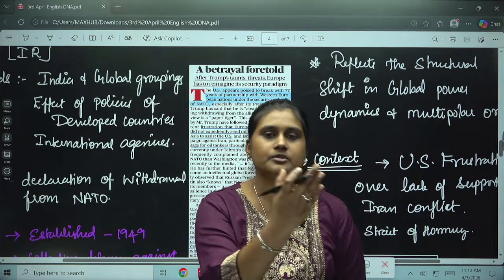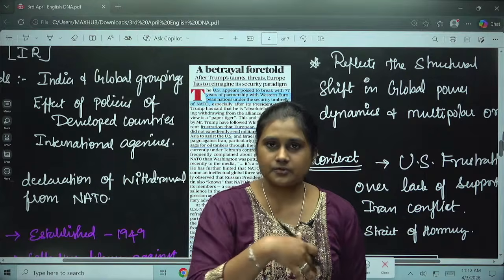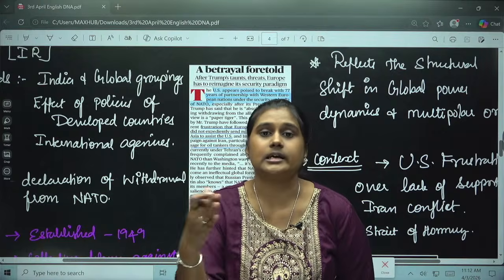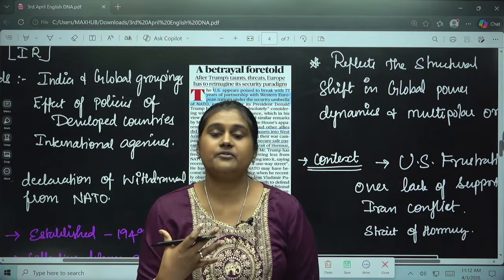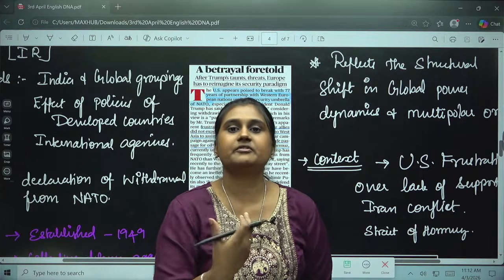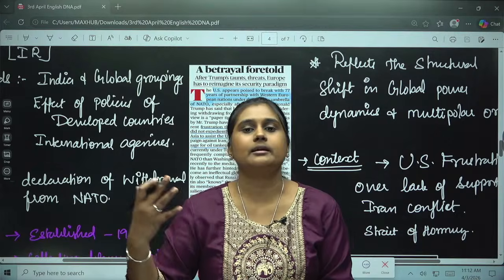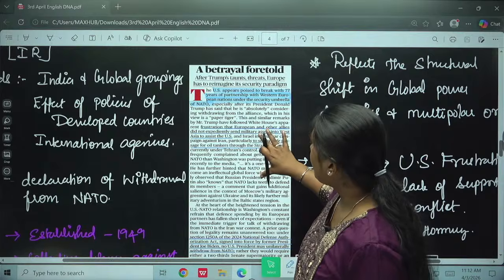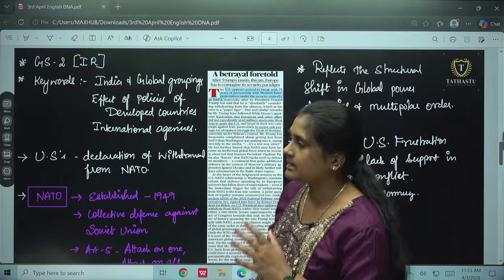If any of the members is attacked by any other country, the rest of the countries will feel that they have been attacked. So an attack on one is an attack on all. They feel that the attack on a member country is an attack on them. So everybody in a cumulative way is going to counteract the attacking powers. Here, the US is a major leading country in NATO.